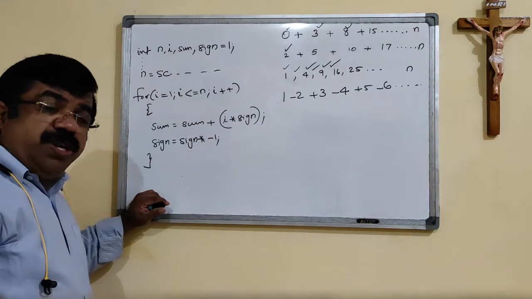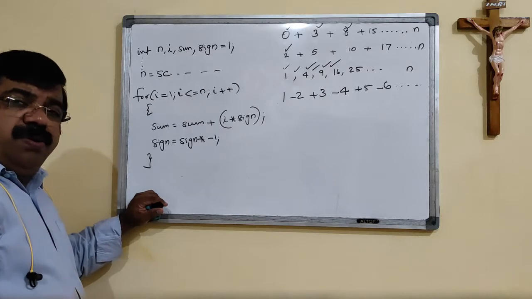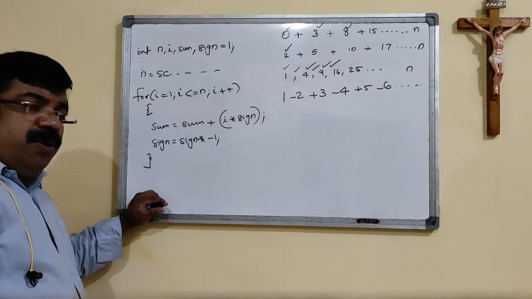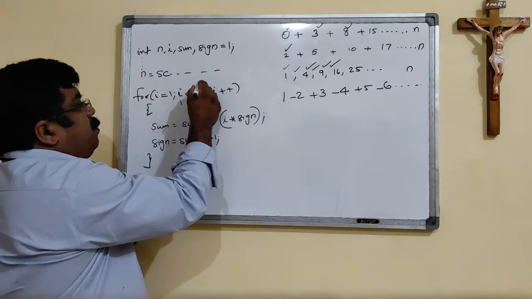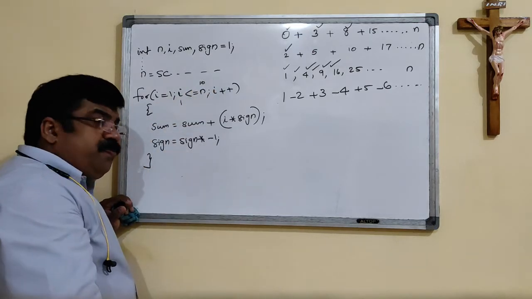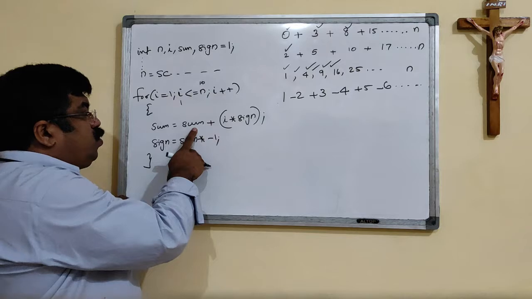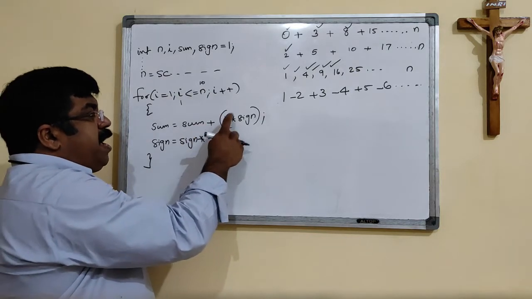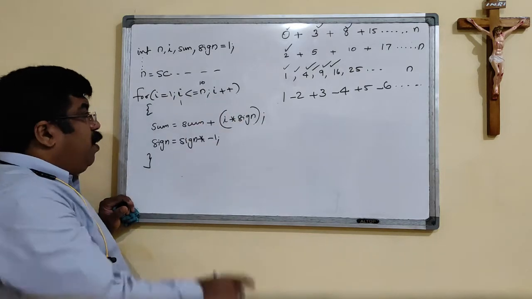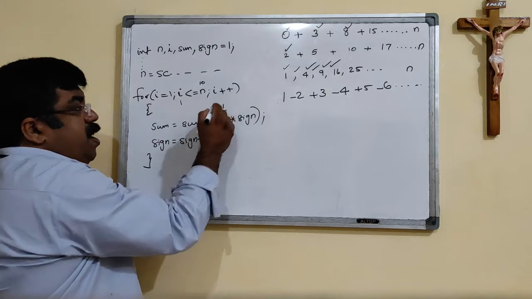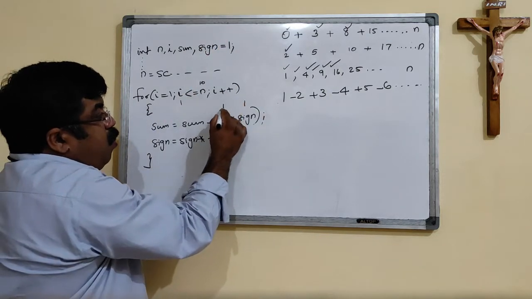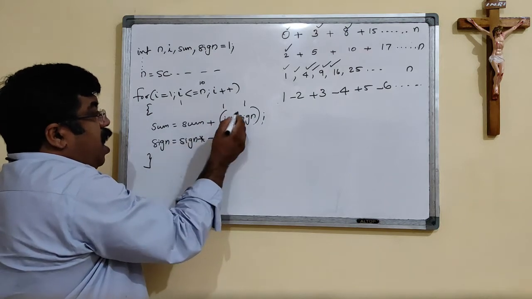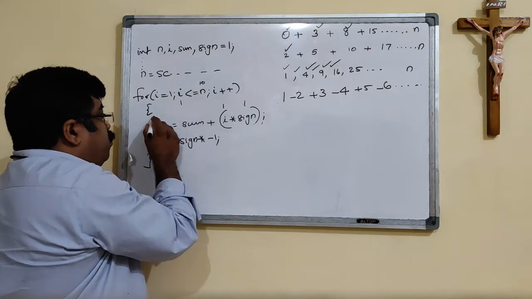Let us see the execution first, then we will do the writing. Okay, now I is 1. 1 less than suppose 10, condition true. Sum is equal to sum plus I into sign. What is I? 1. What is sign? Sign is 1. 1 into 1 is added to the sum, so it is 1.